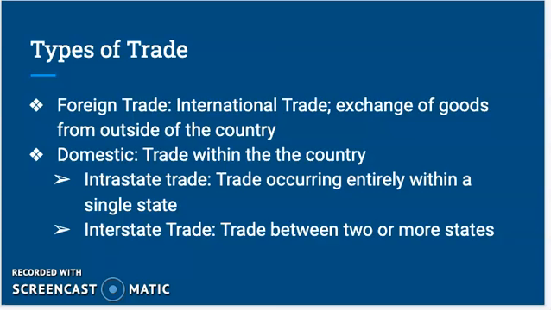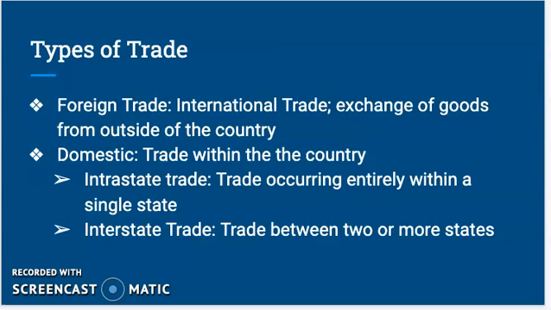So what are the types of trade? When we talk about trade, well, there's foreign trade. This refers to international trade, right? The exchange of goods from outside the country, right? We don't do as much foreign trade as we used to. But for example, someone orders a new Ferrari, right? That's foreign trade, right? Those cars coming into the United States from Italy. That's an example of foreign trade.